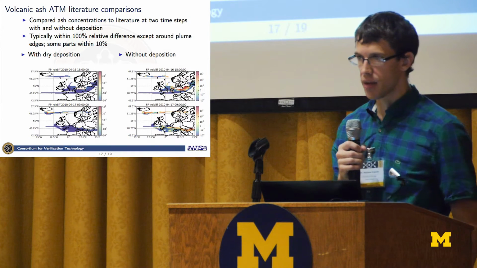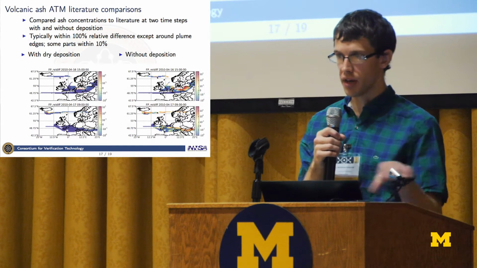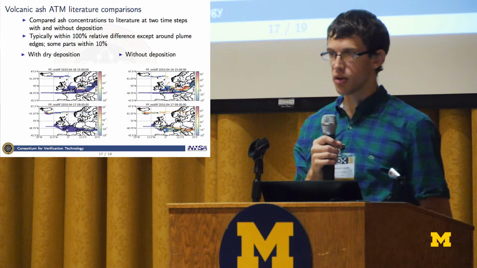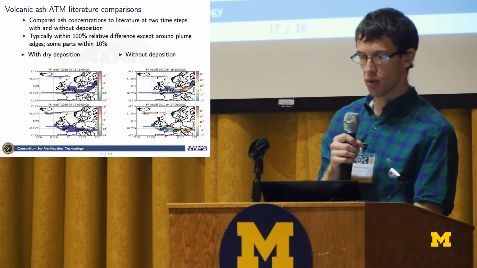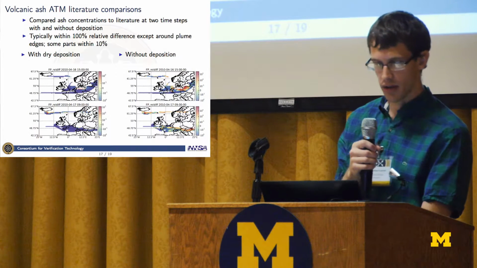Generally, they're within about 10% in the inner parts of the plume, but on the trajectory, the outer perimeters, you can see errors of 100% or more. So we still have some work to do there.